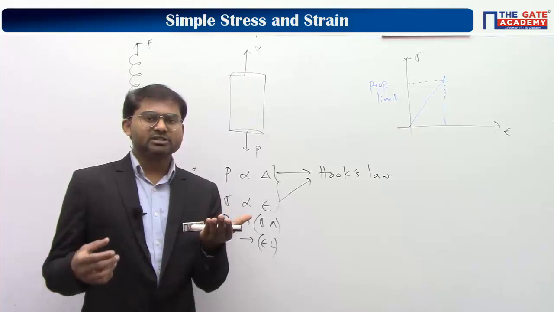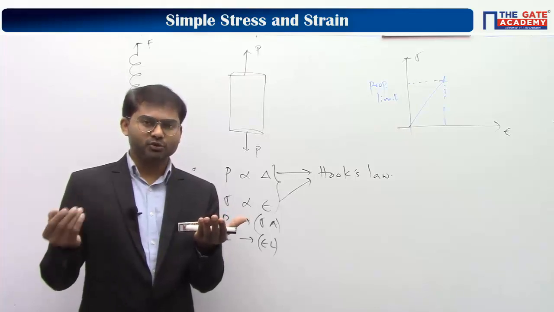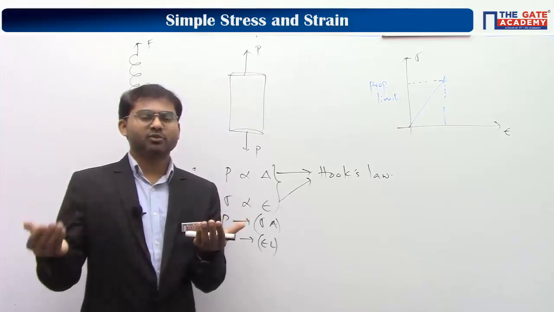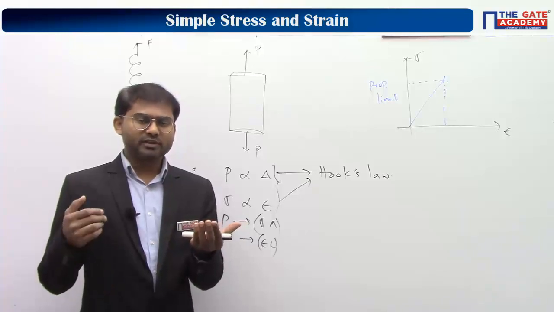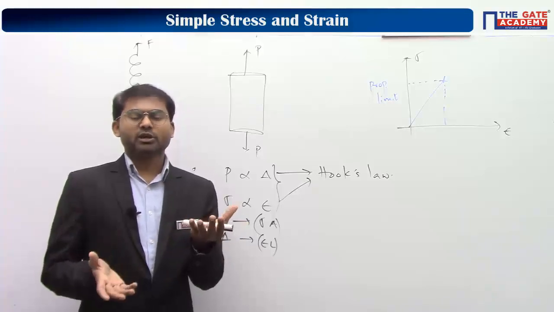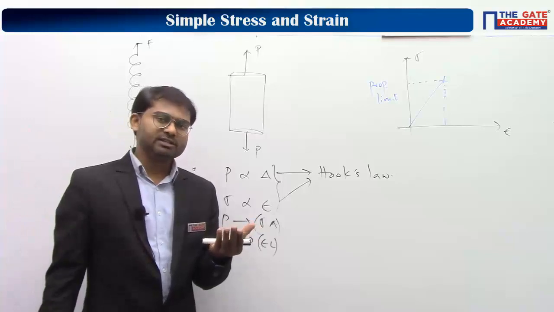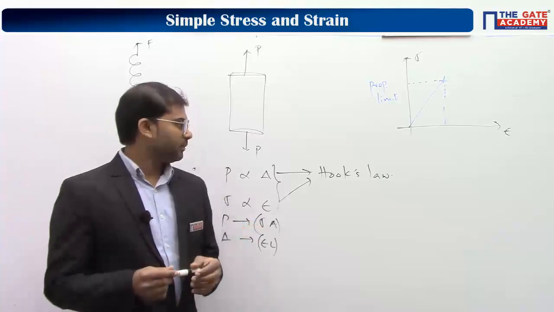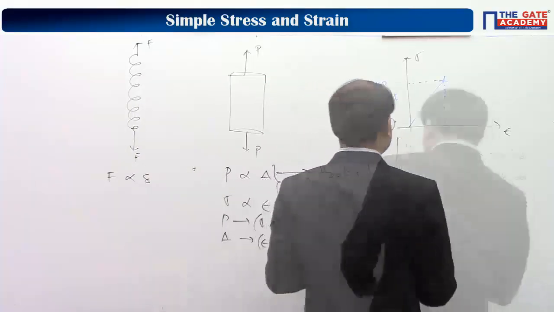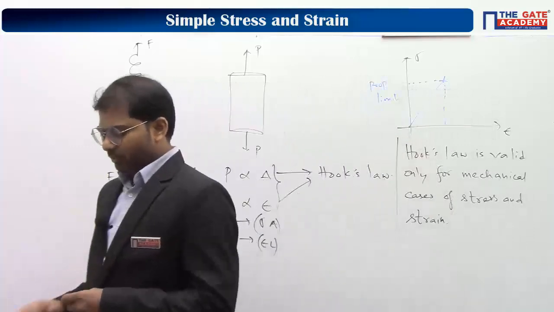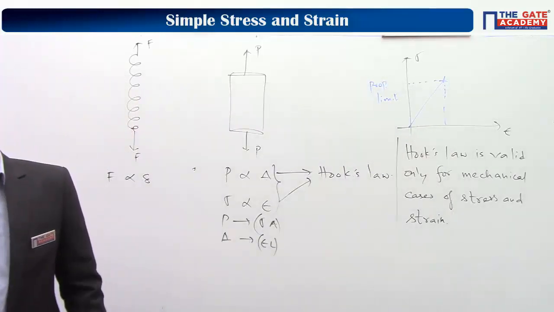Due to change of temperature, strain will keep being produced, but stress will never get produced. Stress will always be zero there. So strain keeps increasing, but stress is always zero, so you can't say proportionality is valid there. Please remember, this Hooke's law is valid only for mechanical cases of stress and strain.